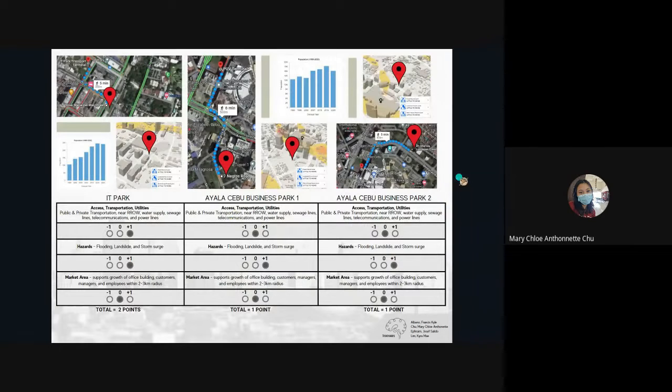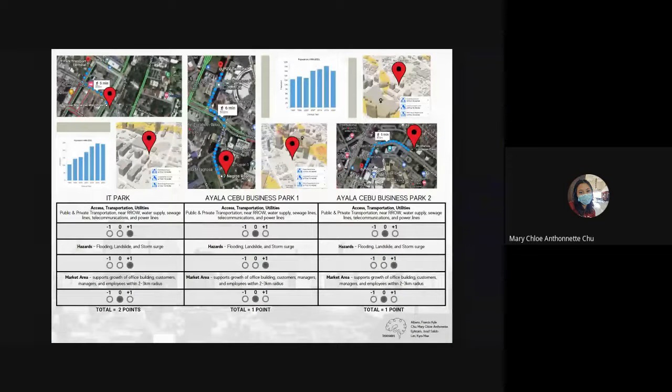For the point system on access, transportation, and utilities, IT Park has 1 point due to having a walkable distance, good traffic, accessible pedestrian access, and being adjacent to the road right of way and abundant in utilities. Ayala 1 has 0 points because it exceeds the 400-meter comfortable walking distance, and Ayala 2 has 0 points due to only a decent amount of utilities.